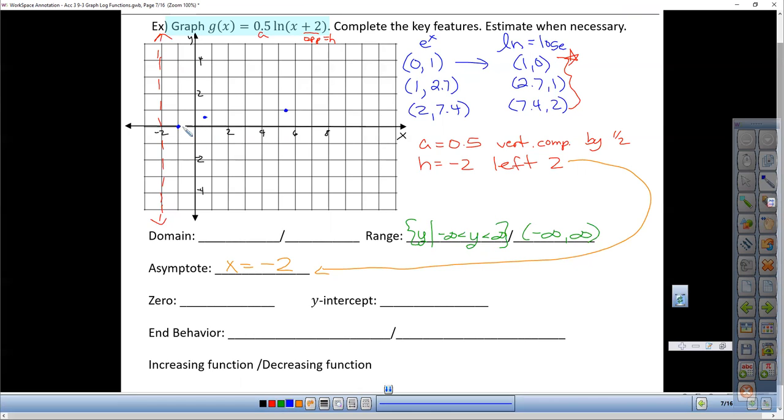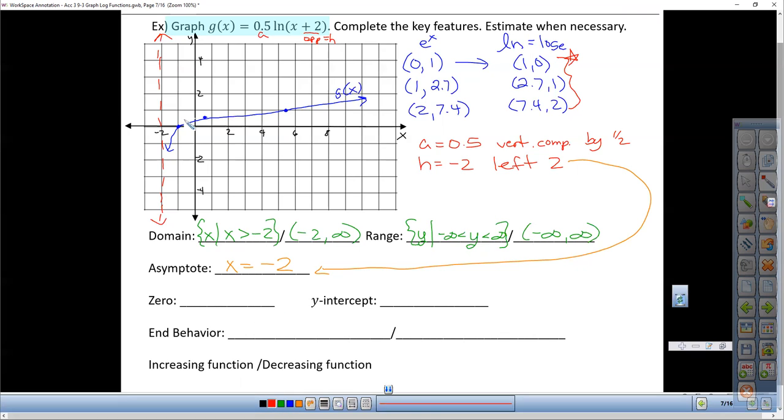So this time, my leftmost point is lower, so that means that my left end is heading down towards my asymptote, like so, curving up through these other points, and it's going to continue upwards like so. There's our graph. So our domain here is going to be the x values to the right of our asymptote x of negative 2. So we've got the set of all x's such that x is greater than negative 2. Interval would be from negative 2 to infinity, non-inclusive.